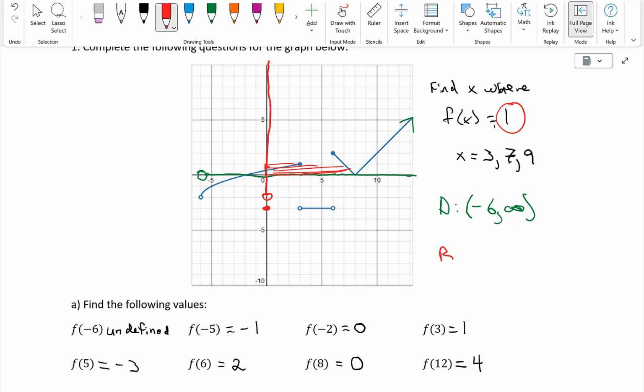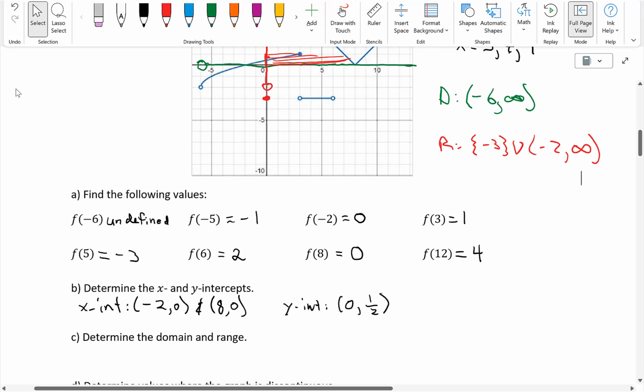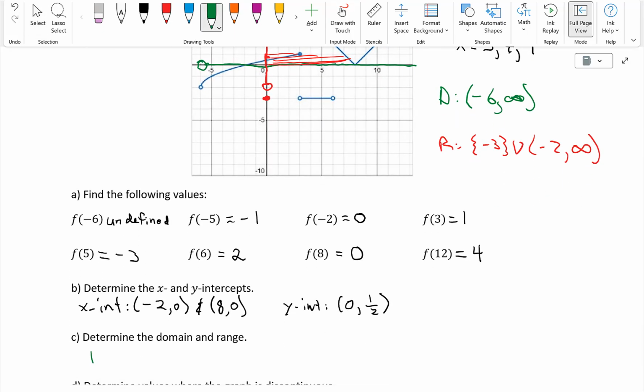So we can write that with a little set notation to get the -3 in. And then I'll union up with from -2 off to infinity. All right, we could put these down here just so they're in line. Maybe we've got to write some more stuff up there later. So -6 to infinity for our domain. And our range, we have the value -3 unioned up with all the values right after -2 up to infinity.